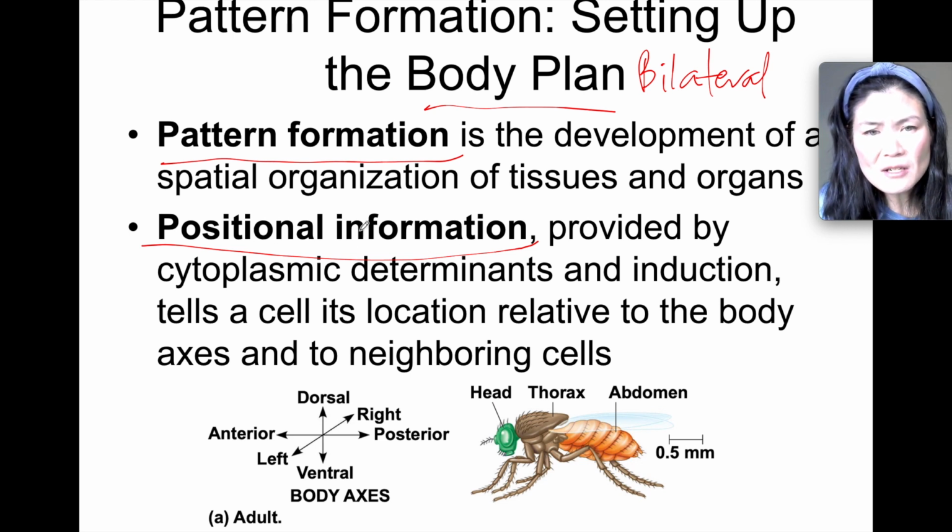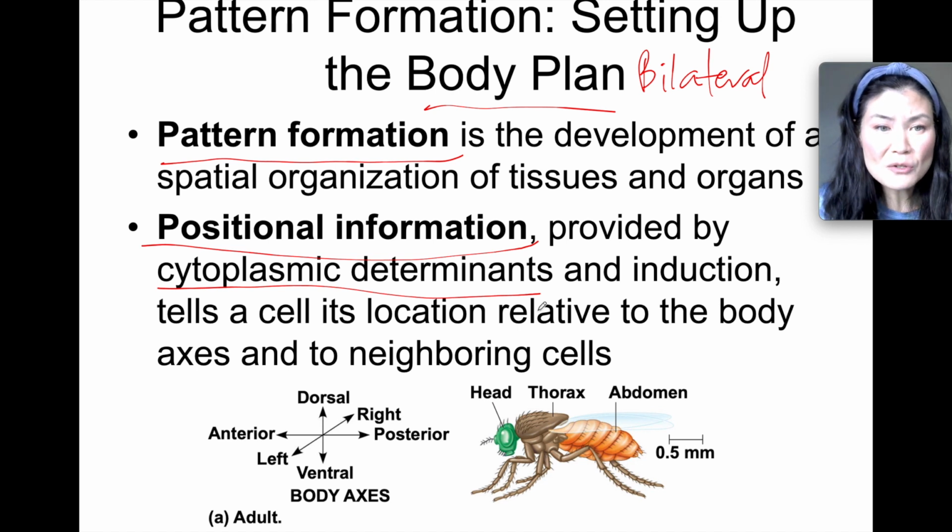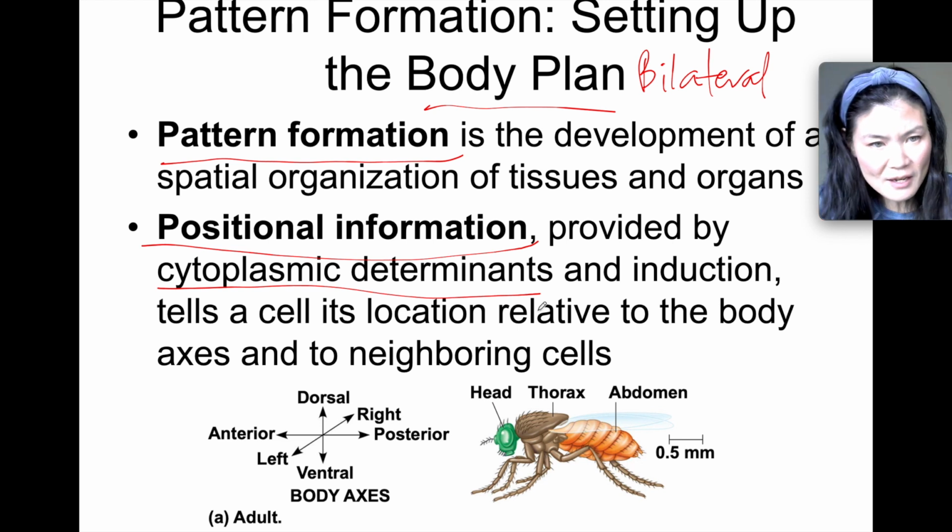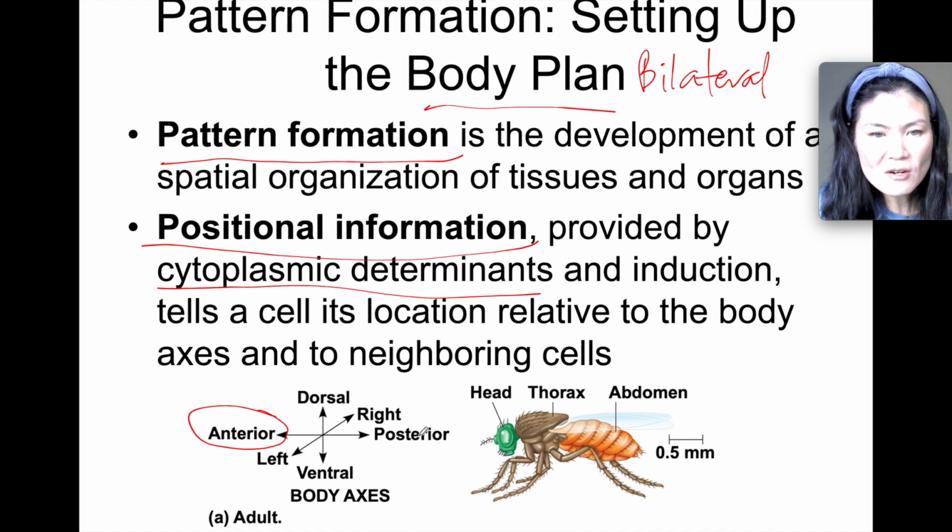An example of positional information is the cytoplasmic determinants, because those proteins or mRNAs give cells an idea of what they're going to become. Remember we said that the bicoid mRNA, if it's found on one side of the egg, that's positional information that's going to tell the zygote that's the head. That's the side where the head is going to be, the anterior side of the organism.